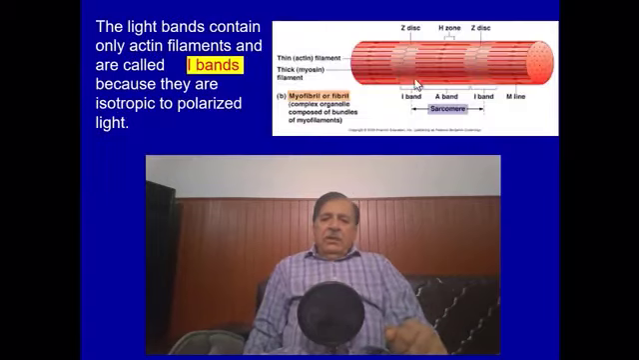Here the thin actin filaments are present, and this is called the I band. It is isotropic to polarized light. It looks light when polarized light is passed through this area, so this area looks light and is called the I band.